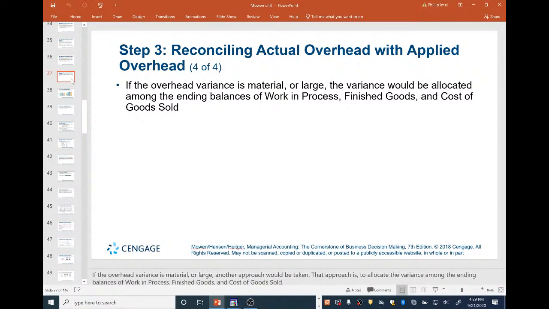If the variance is large, then we have to actually break it down into the components of where it belongs, meaning work in process, finished goods, or cost of goods sold. And that's only if it's a material amount. Then we can't just say, okay, we're just going to expense it as cost of goods sold, or just increase it or decrease it. Then we have to itemize it where it belongs. Makes sense?